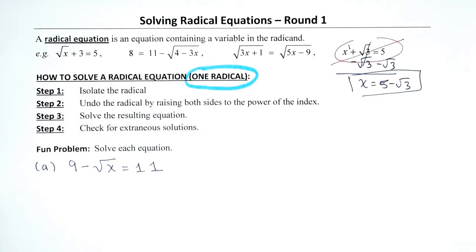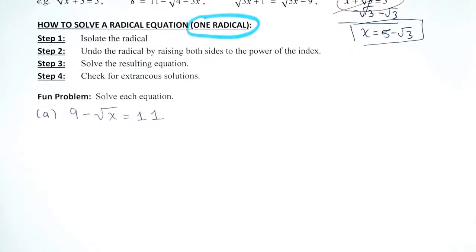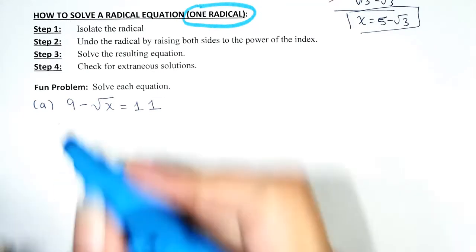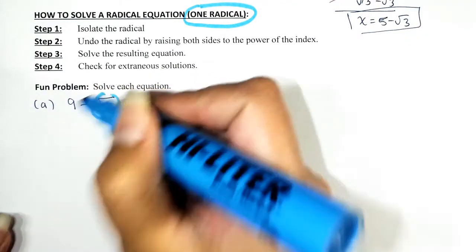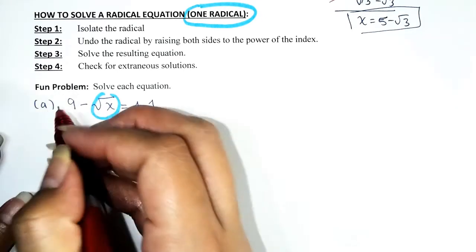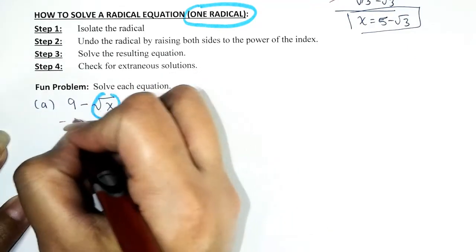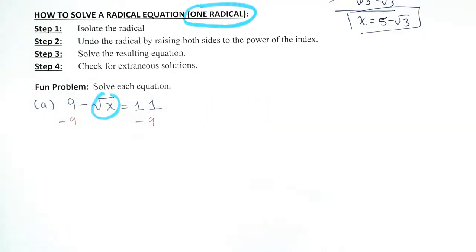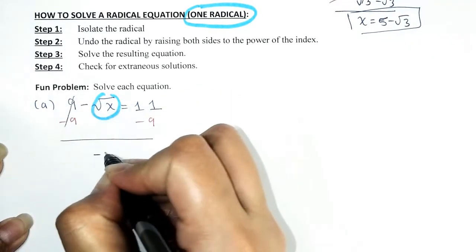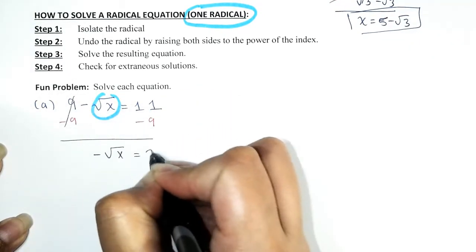Okay, so it's a 4-step process. I'll read you the guidelines as we do the first problem. So step 1, the first step is to isolate that radical. Okay, so let's get the square root of x by itself, and then we toss everything to the other side. To undo the addition by 9, let's go ahead, subtract it from both sides, and when we do, that will lead to negative square root of x is equal to 2.